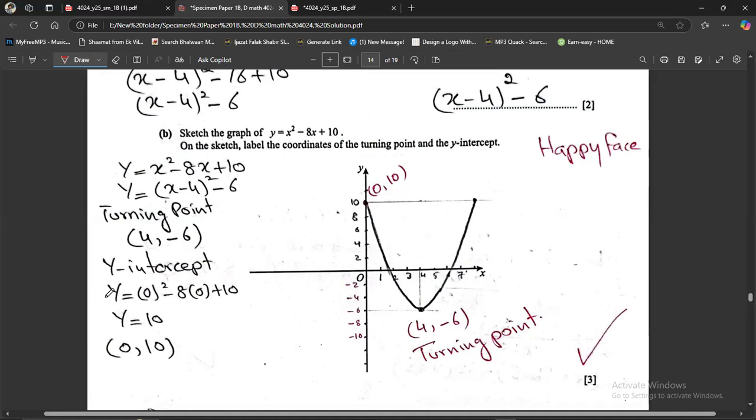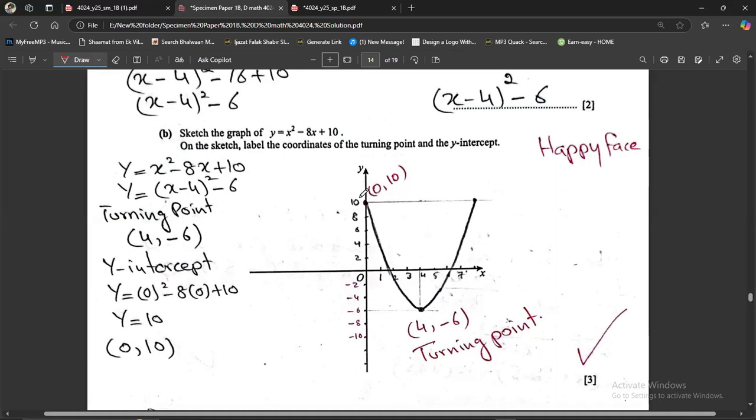So y will be equal to 0 square minus 8 into 0 plus 10. So y is equal to 10. So the y-intercept will be at 0 comma 10. So now I know this is a happy face. I know the turning point of this graph is 4 comma minus 6, and its y-intercept is 0 comma 10.